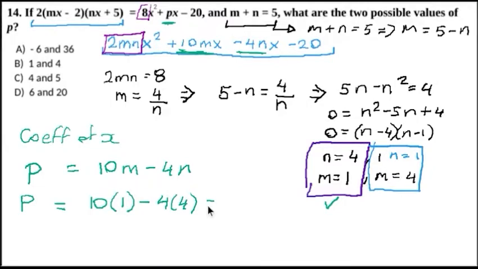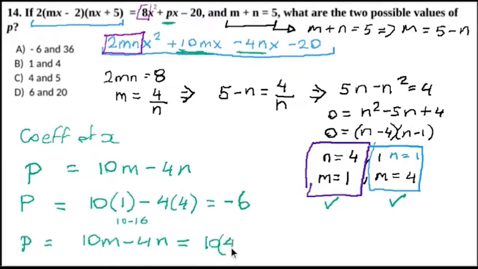So 10 by 1 is 10, and minus 4 by 4 is minus 16. So 10 minus 16 will give a result of negative 6. And for the second set, let's go over here. P is equal to 10m minus 4n, which again is equal to 10 by m is 4 now, and n is 1, minus 4 by 1, which will give a result of 40 minus 4, which is 36. So therefore, if we look up, you can see it now, the answer is A.